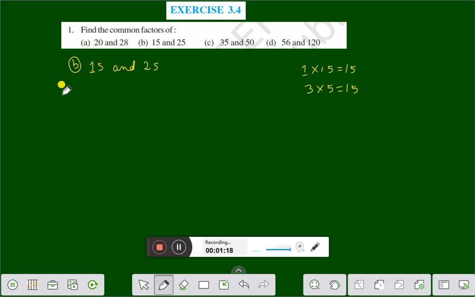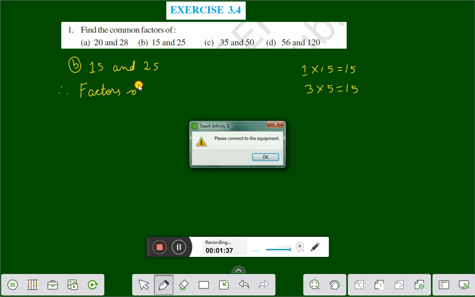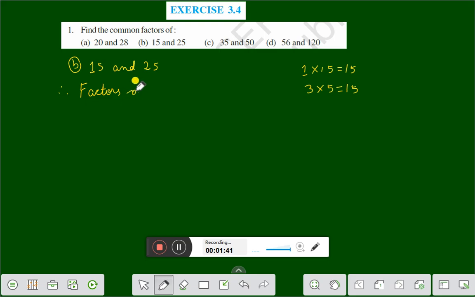Therefore, factors of 15 are 1, 3, 5 and 15.